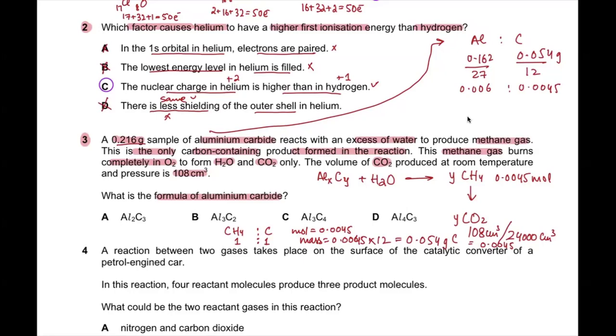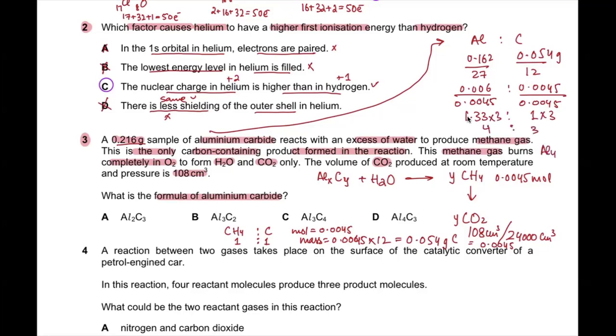So the smaller value is 0.0045. So we are going to divide both the values by 0.0045. So 0.006 divided by 0.0045 will give me 1.33, and over here 1. As it's 1.33, it's not in the range of 0.2 to the whole number. So we are going to multiply it with the possible whole number to get the whole number, right? So we are going to multiply this with 3 and this with 3. On multiplying this with 3, you will get 4 and you will get 3.